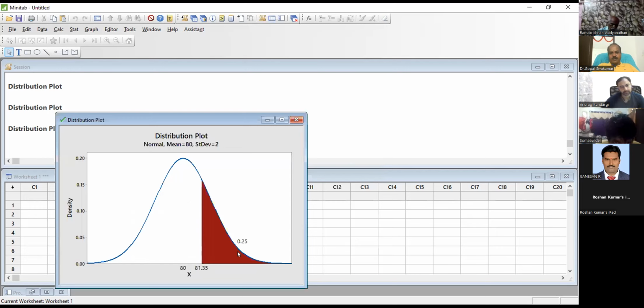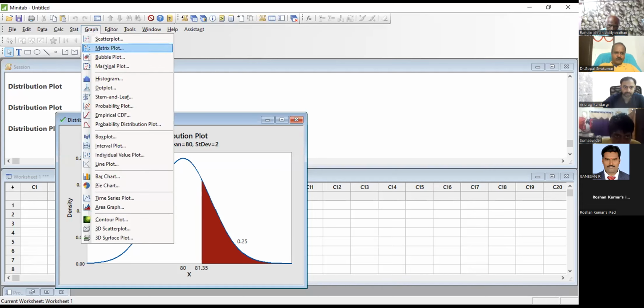Now what do you understand? Can you see the graph now? The area is 25%. To the right of it, the area is 25%. What is the point value? 81.35. So what is 81.35 called? Quartile 3.